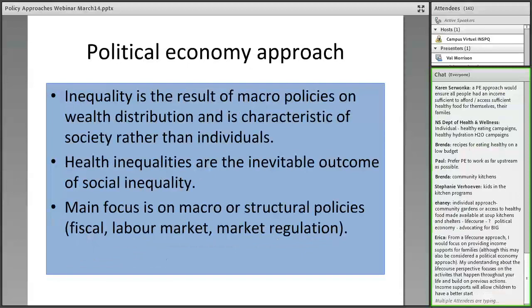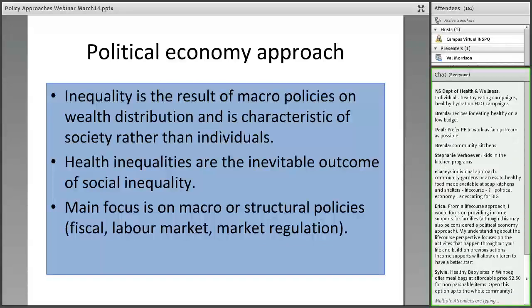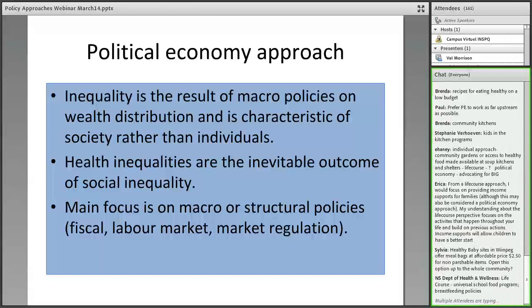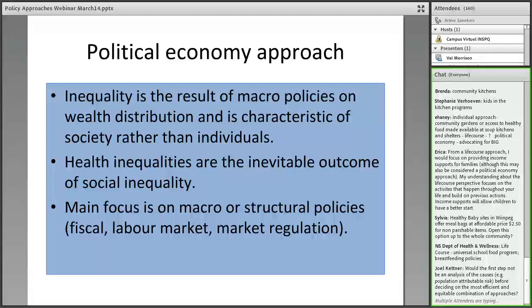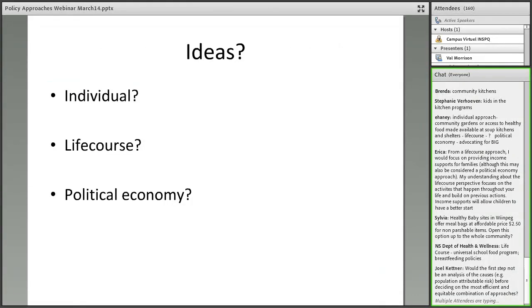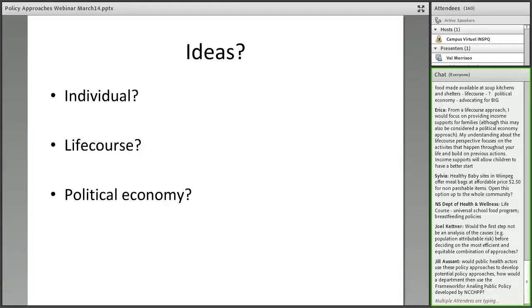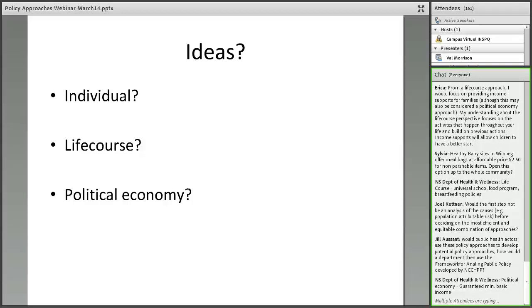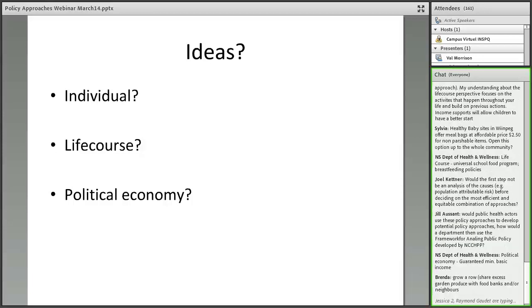And then the third, the political economy approach, views inequality as the result of macro policies on wealth distribution and is characteristic of society rather than individuals, as I said before. Health inequalities are the inevitable outcome of this social inequality. The main focus is on macro or structural policies. So again, we're just covering these three approaches, but it's a worthwhile exercise to try and do this with all eight of them, as something that you might want to do as you read them and think of examples of the other five that we cover in the document.